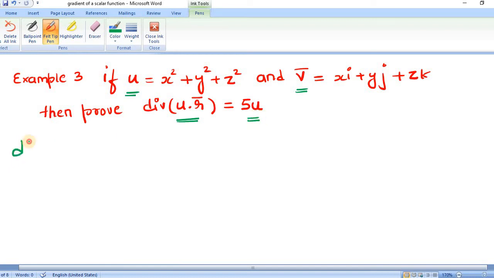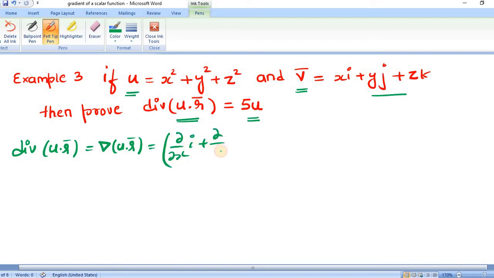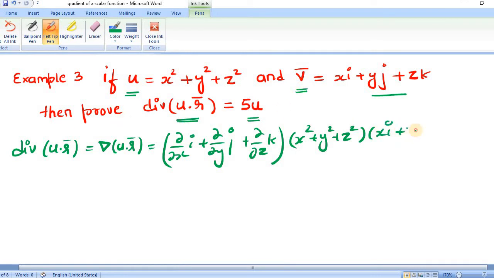We'll start with the divergence of u dot r. So we can see that this is a three-dimensional system, so we'll be using del for the three-dimensional system. So this is del u dot r, which is equal to del upon del x i plus del upon del y j plus del upon del z k. So this is the del, and then u dot r. So what is u? U is x square plus y square plus z square, and then what is r, or here we can say this is v. Okay, right? So this is xi plus yj plus zk.